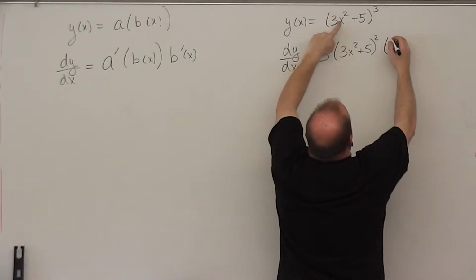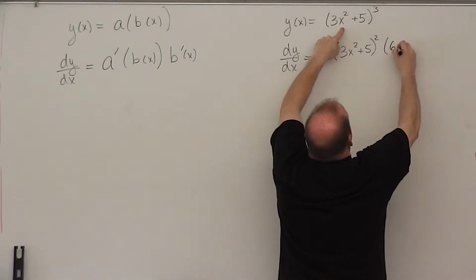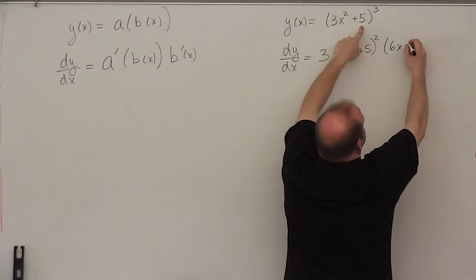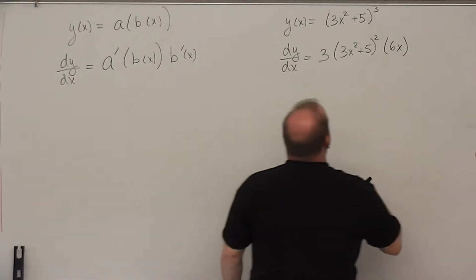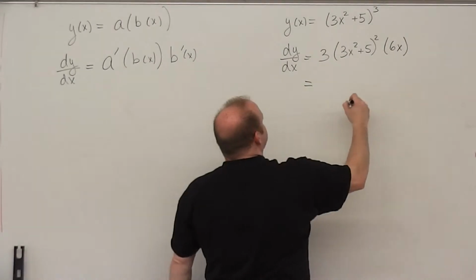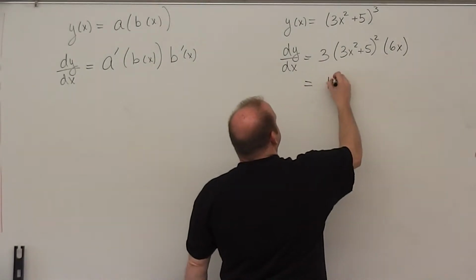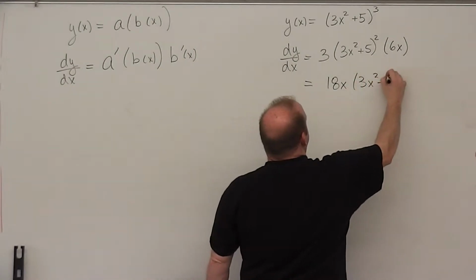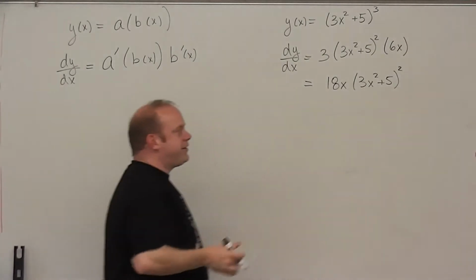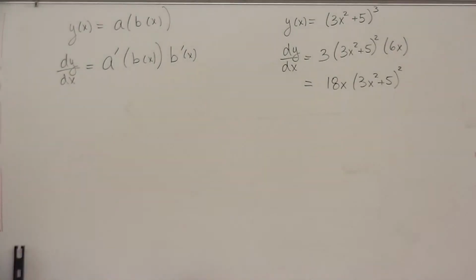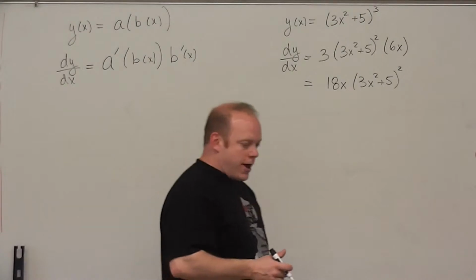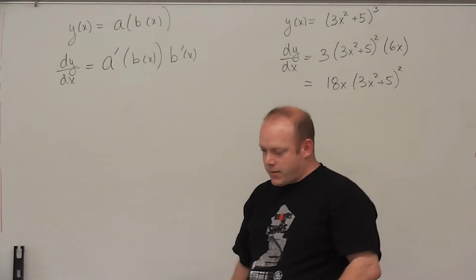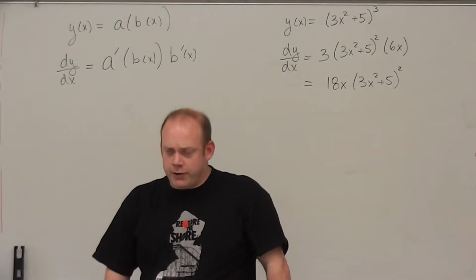The derivative of this is 2 times 3 is 6, x to the 1. Plus 5, the derivative of 5 is 0. So my derivative here is that. I could rewrite this as 18x times 3x squared plus 5, that quantity squared. So that's the chain rule. I'm going to take a look at a couple other chain rules once we get into some of our trig functions and our exponentials.